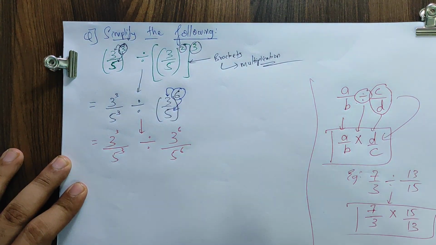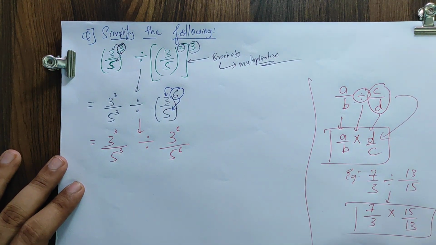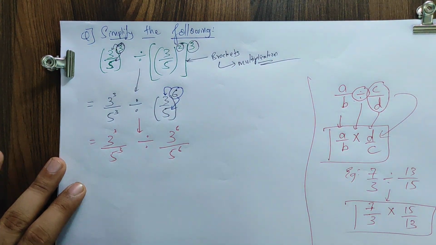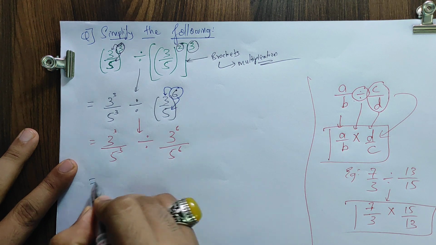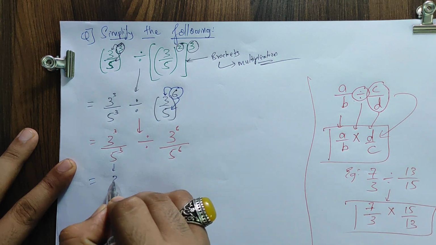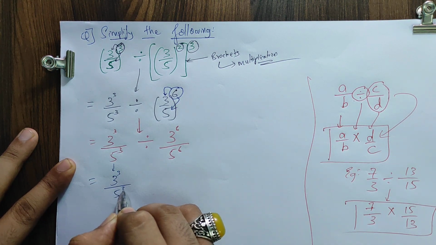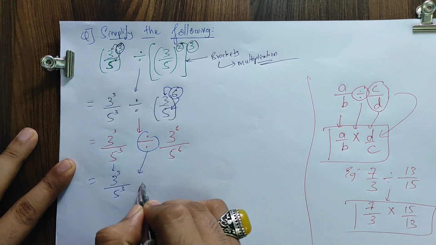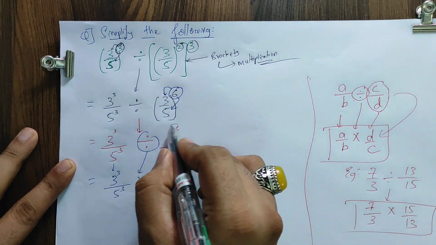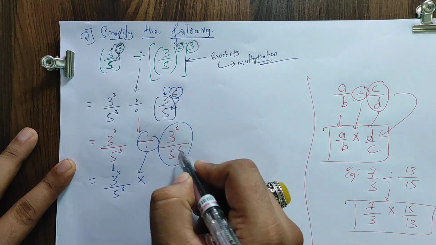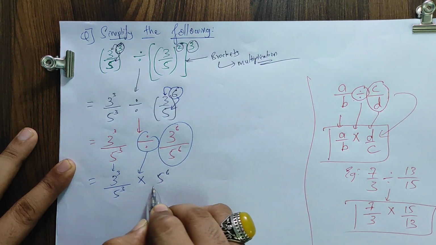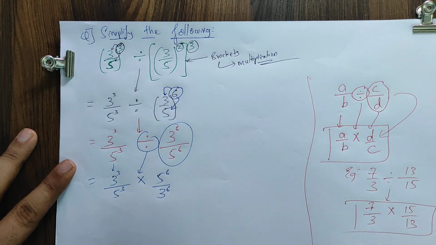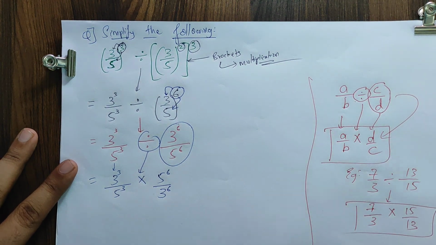Okay, come over here please, everyone. You all will copy this in your notebooks, but in the exam you need not copy this. This I can write as, first I'll copy this as it is, 3 raised to 3 upon 5 raised to 3. Instead of division, I'll write multiplication. Now I will write the other one inverted: 3 raised to 6 upon 5 raised to 6 becomes 5 raised to 6 upon 3 raised to 6, everyone.